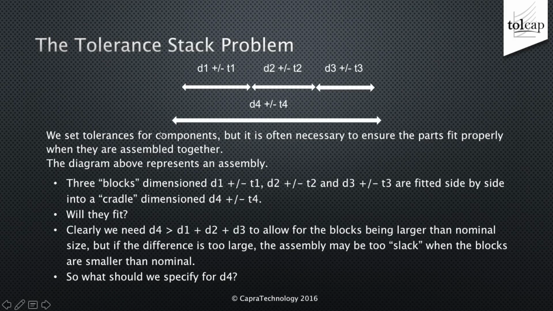Clearly, we need D4 to be greater than D1 plus D2 plus D3 to allow for the blocks being larger than nominal size. But if the difference is too large, the assembly may be too slack when the blocks are smaller than nominal. So what should we specify for D4?